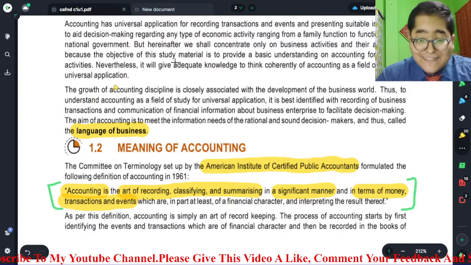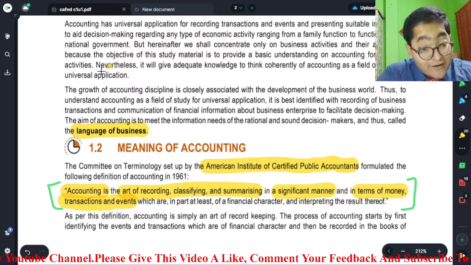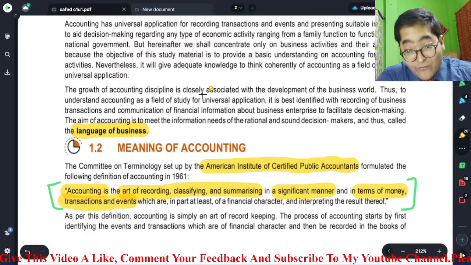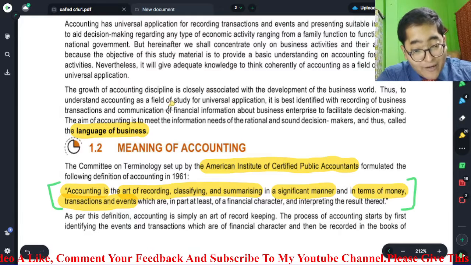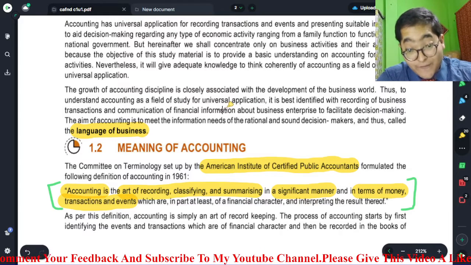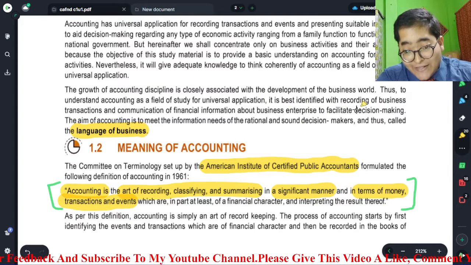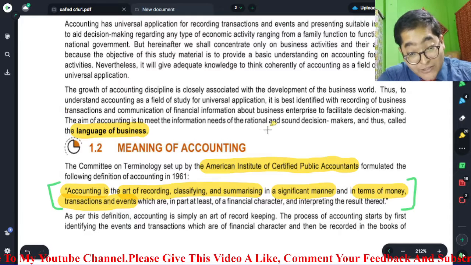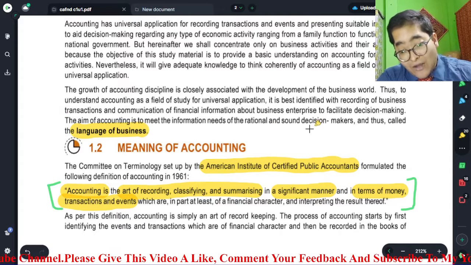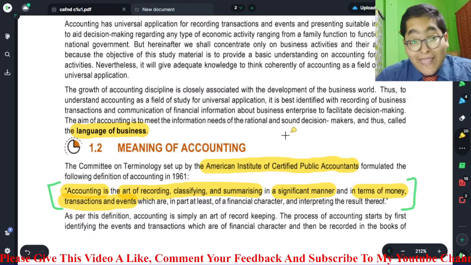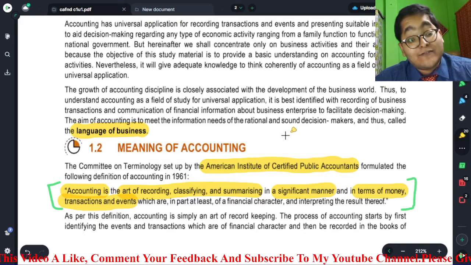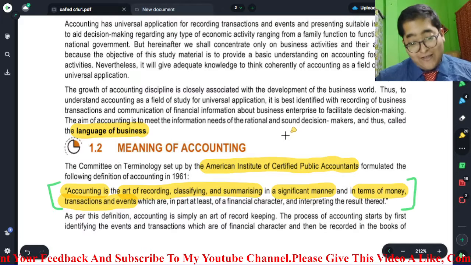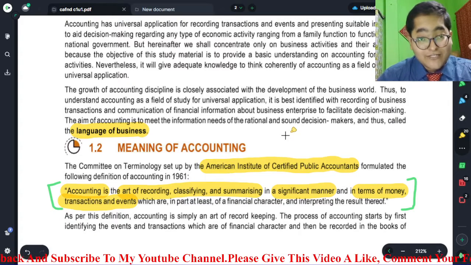So, let's read this paragraph. Thus, to understand accounting as a field of study for universal application, it is best identified while recording of business transactions and communication of financial information about a business enterprise to facilitate decision making. The aim of accounting is to meet the information needs of the rational and sound decision makers.